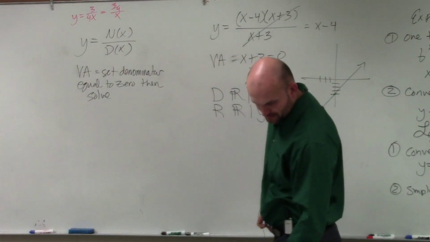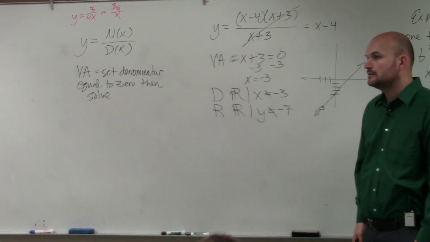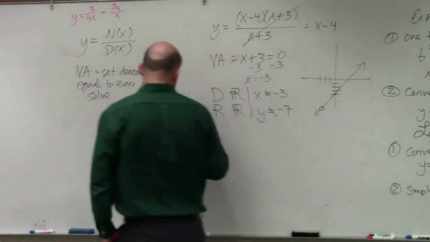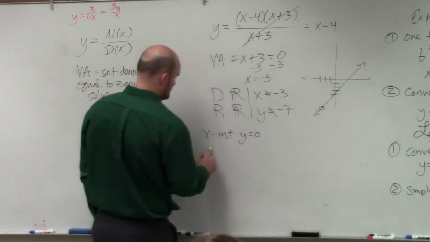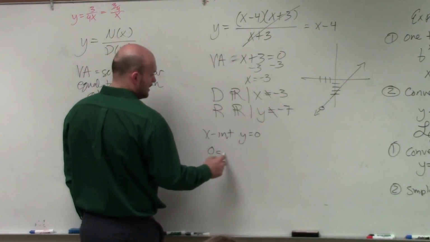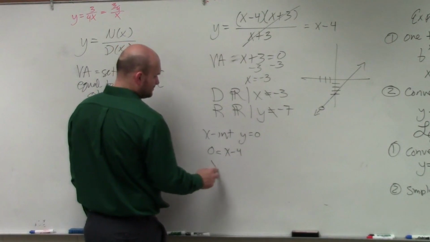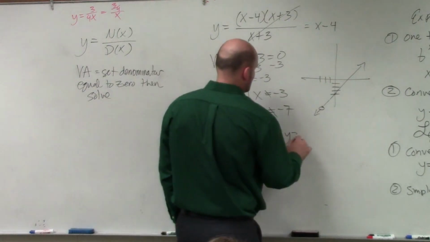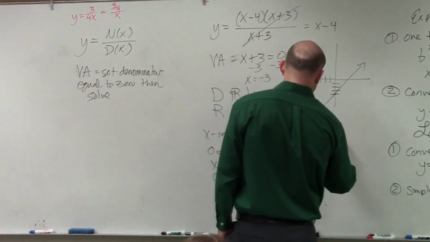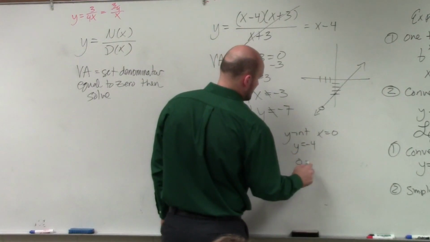And then we need to find the x and the y intercepts. That's the only part of that equation I can do. For the x-intercept, y equals 0. 0 equals x minus 4, so you get x equals 4, and you could write that as a coordinate point, (4, 0). To find the y-intercept, x equals 0, y equals -4, so (0, -4).